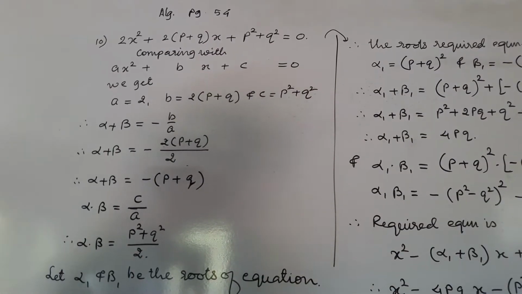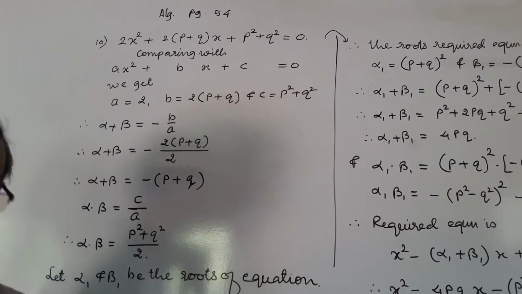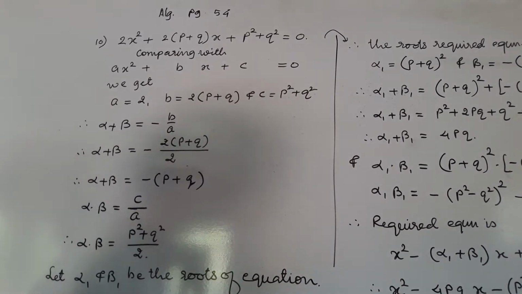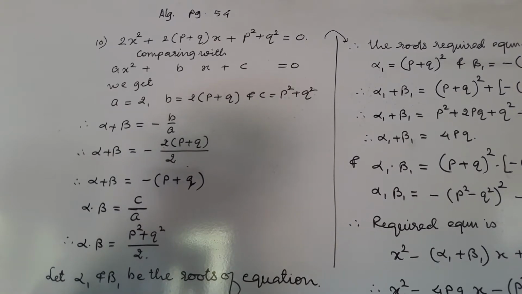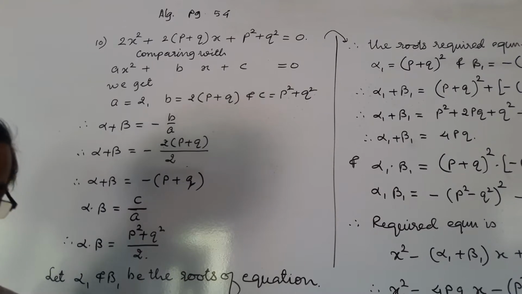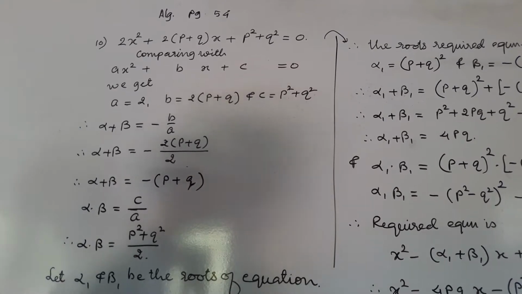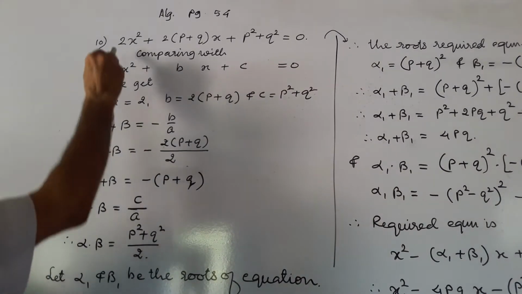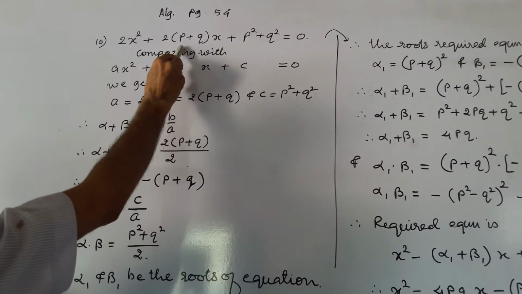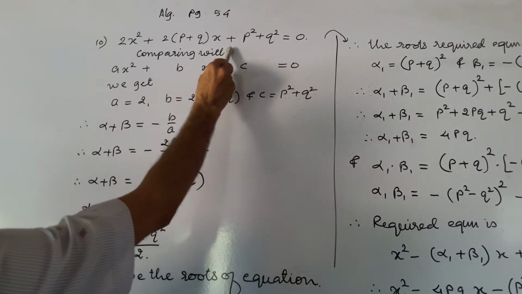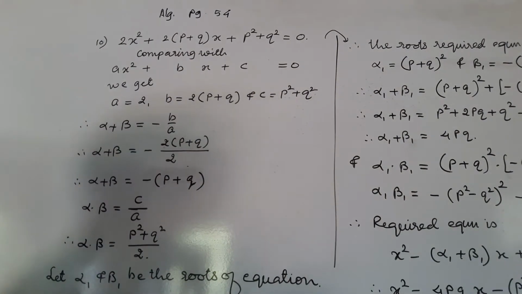Little lengthy sum it is. Now let me read the sum. Find the quadratic equation such that its roots are square of the sum of the roots and square of the difference of the roots of the equation 2x square plus 2(p plus q)x plus p square plus q square equal to 0. So here they are given the equation, and the equation is 2x square plus 2(p plus q)x plus p square plus q square equal to 0.